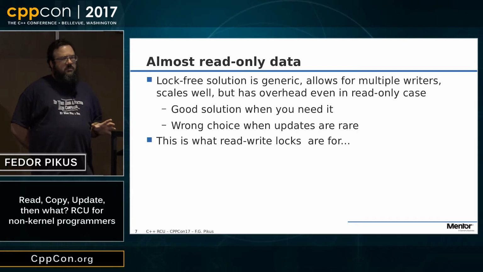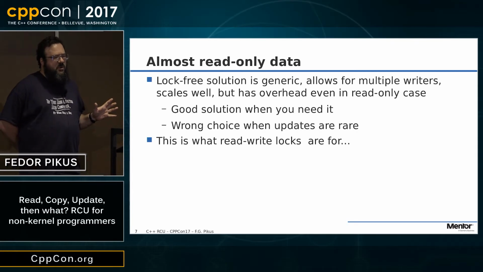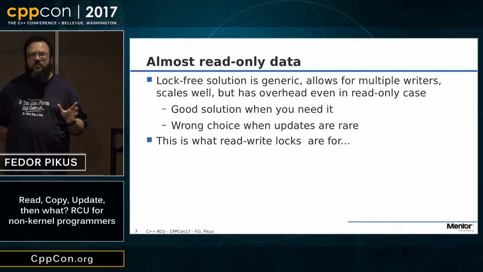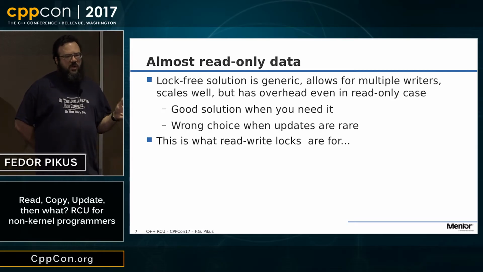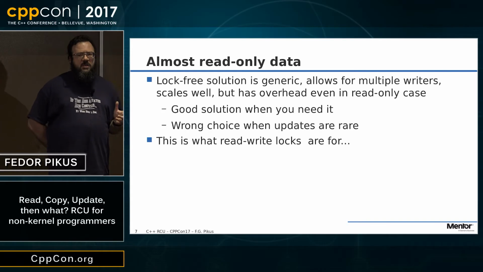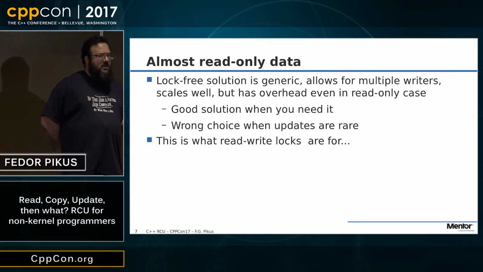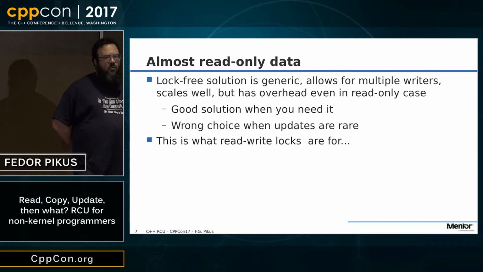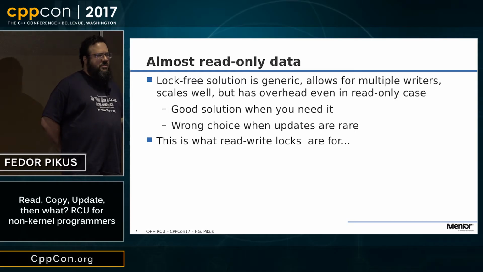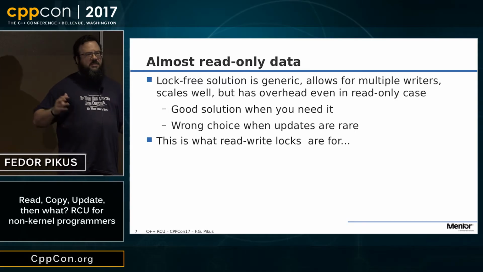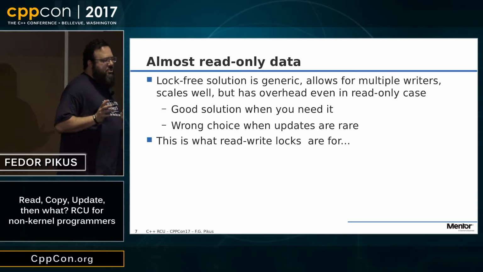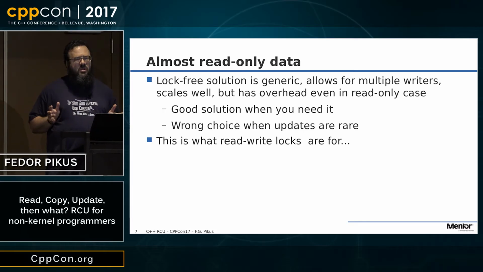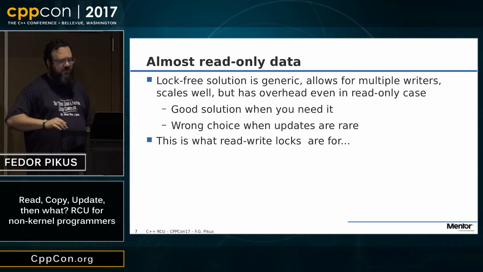Now, it's not a fair comparison, because a lock-free list based on atomic shared pointers is a very generic solution. It supports multiple writers. It supports heavy write workload just as well or just as badly as a heavy read workload. It doesn't really care one way or the other. It's a good solution for the problem that it solves well, which is if you have writes and reads in about equal amounts going at the same time. But it's the wrong choice when updates are rare. It's not that it's bad code, it's just the wrong tool for the job.